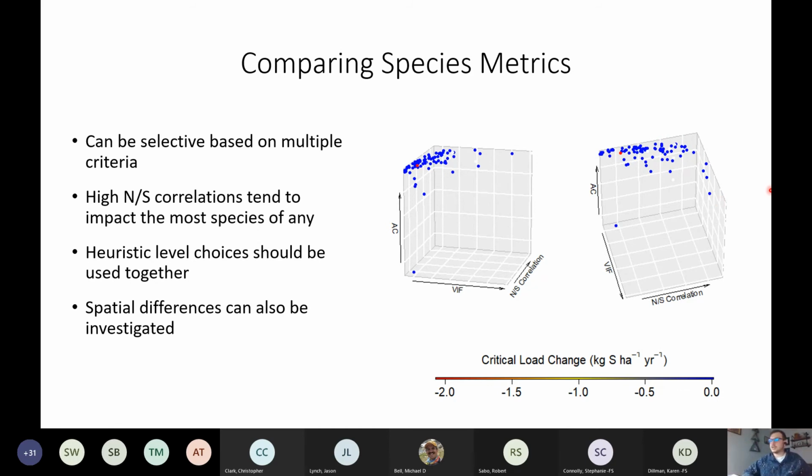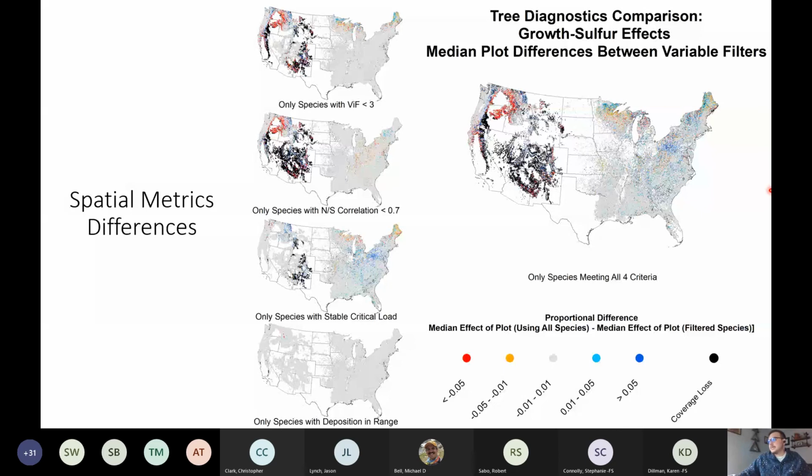This is an overarching concept, but then we can take it one step further, and we can actually look at what that means nationally. So when you filter out these species that maybe you have a higher uncertainty in, what does that look like when you do it spatially?